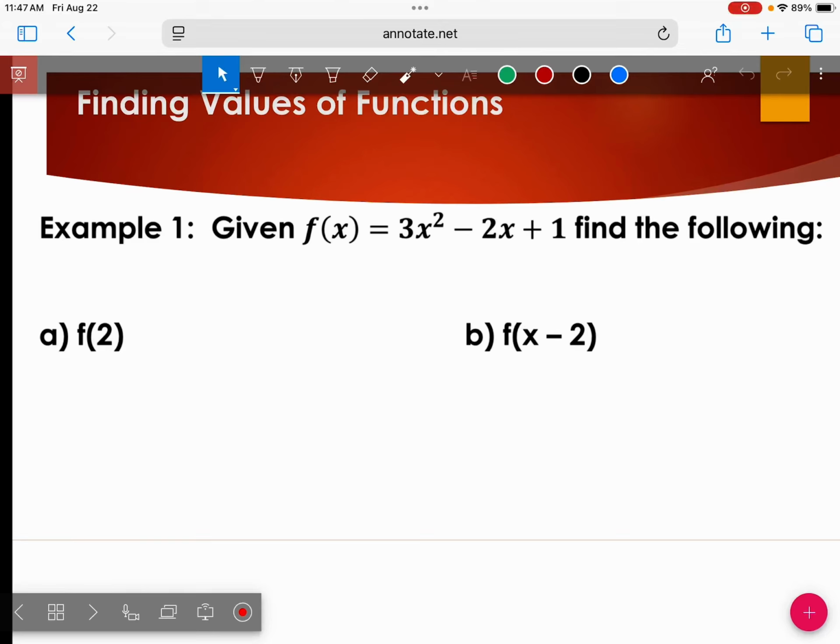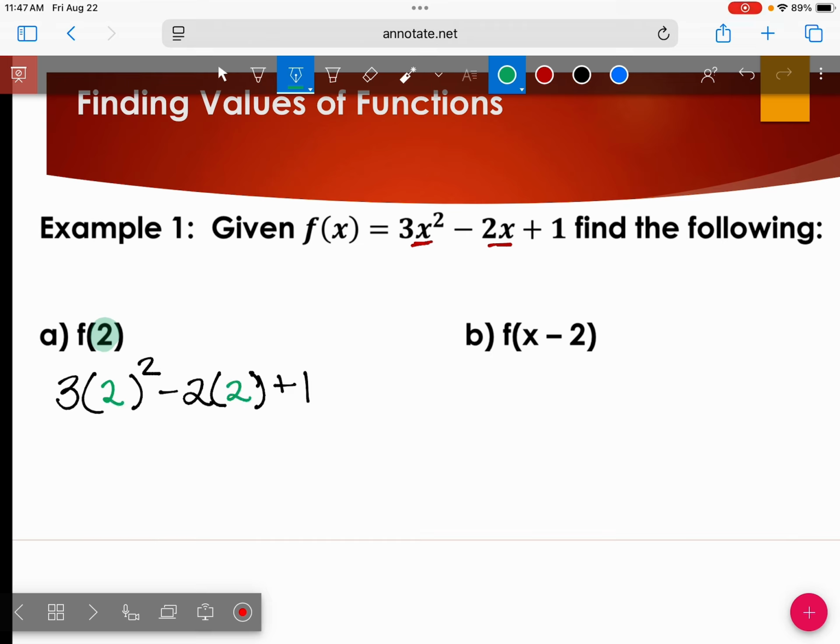So given this function, f of x equals 3x squared minus 2x plus 1, we're going to find different things. What's inside of the parentheses, these are the different inputs. So I'm going to take that 2 and sub it in every place where there's an x in that function. So if my equation says 3x squared minus 2x plus 1, I'm going to substitute in a 2 every place where there's an x.